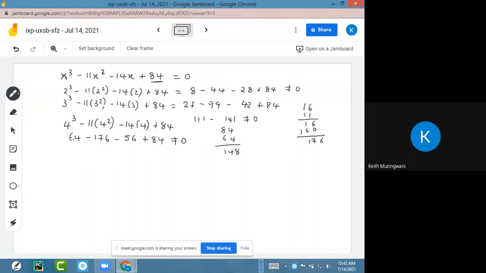5 is not a factor of 84. What about 6? Okay, so I've been skipping the negatives here. I didn't realize that they could also lead us to the same thing.